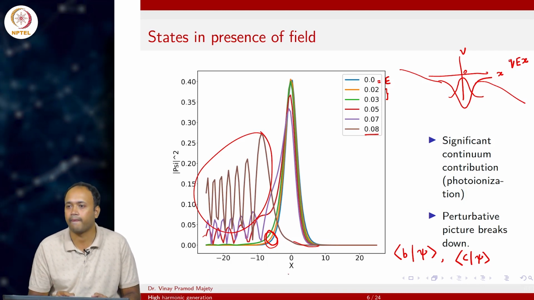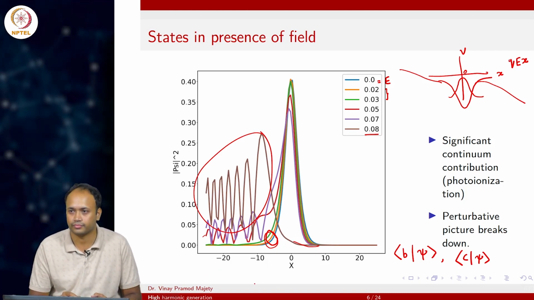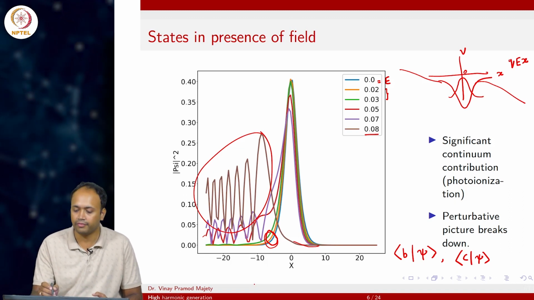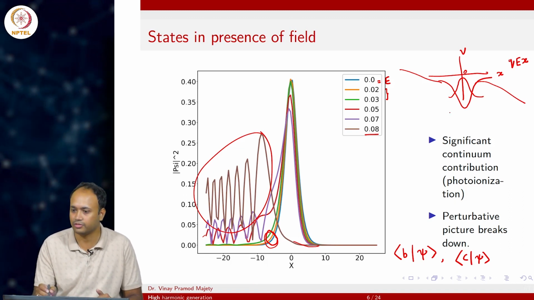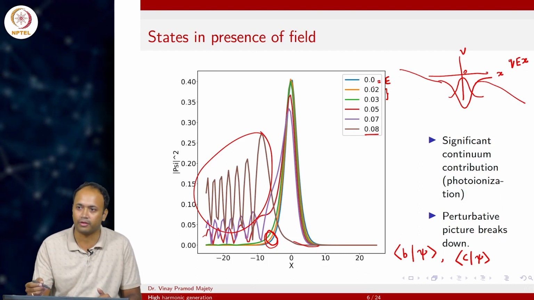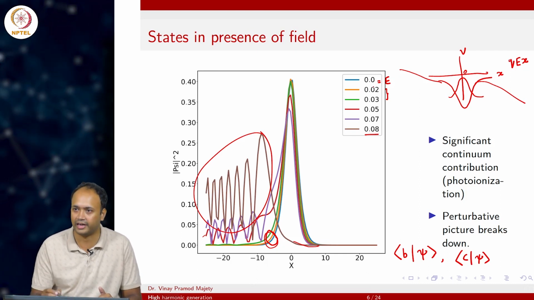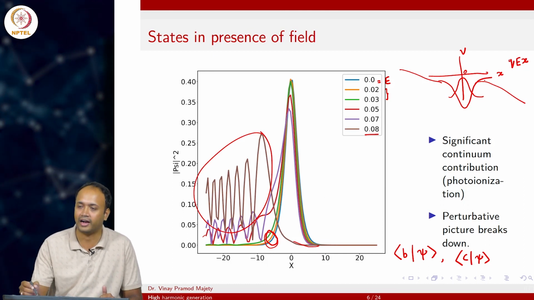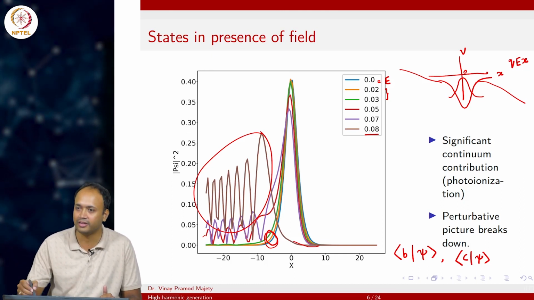So why is this continuum contribution only on one side and not symmetric? Because we have picked a particular static field. I have computed the eigenstate with a particular static field, so I need to choose some direction. If I had chosen the other direction for the field, then it would be on the other side.